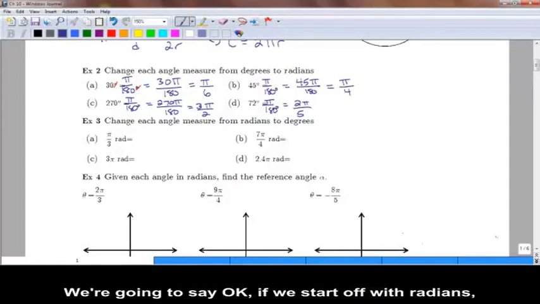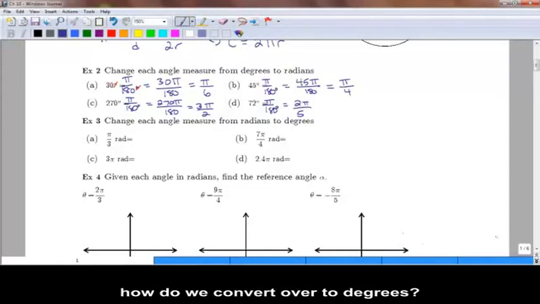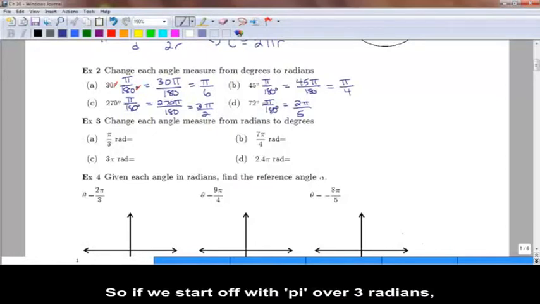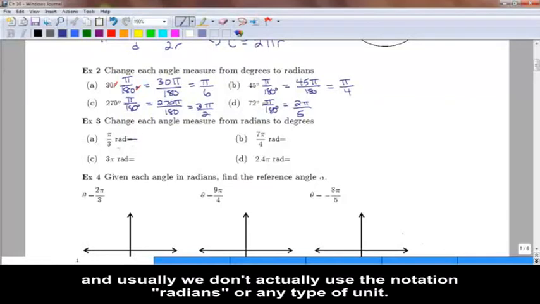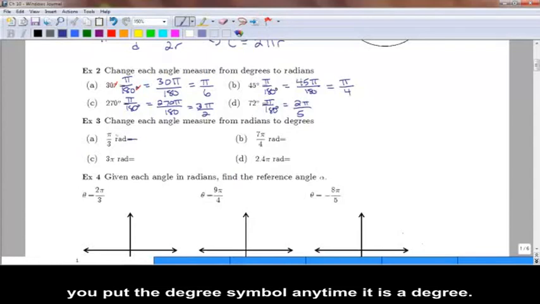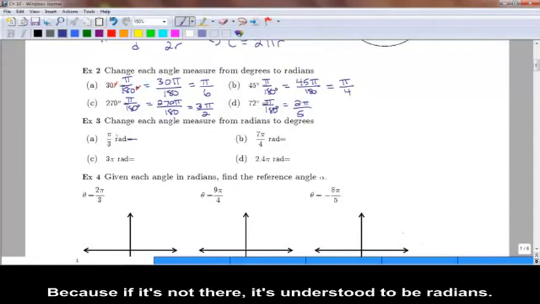Okay, at this point we're going to change the other way. If we start off with radians, how do we convert over to degrees? Some people are just more comfortable with degrees. So if we start off with pi over 3 radians, usually we don't actually use the notation radians or any type of unit. It's understood to be there if it's got a pi or if it's just an angle without a measure, which is why it's really important that you put the degree symbol anytime it is a degree, because if it's not there, it's understood to be radians.